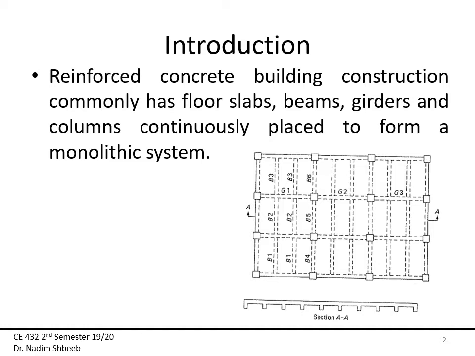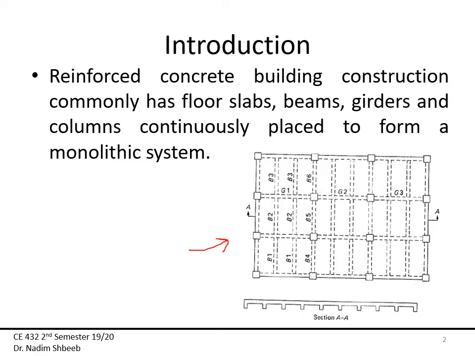So to start off, we know that the floors, beams, and girders are all usually poured together, which means that it's going to form what we call a monolithic system. So if you look at the floor plan over here, we can see that the slab or floor is distributed over B2. Here the beams are B1, B2, B3. We also have beams B4, B5, and B6, and we have girders G1, G2, and G3.